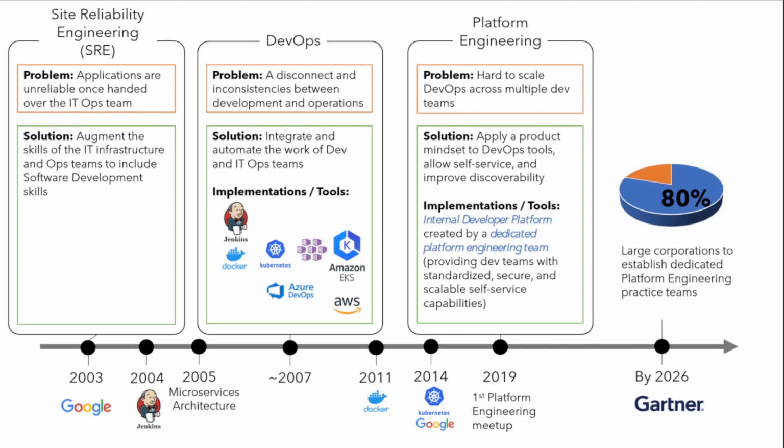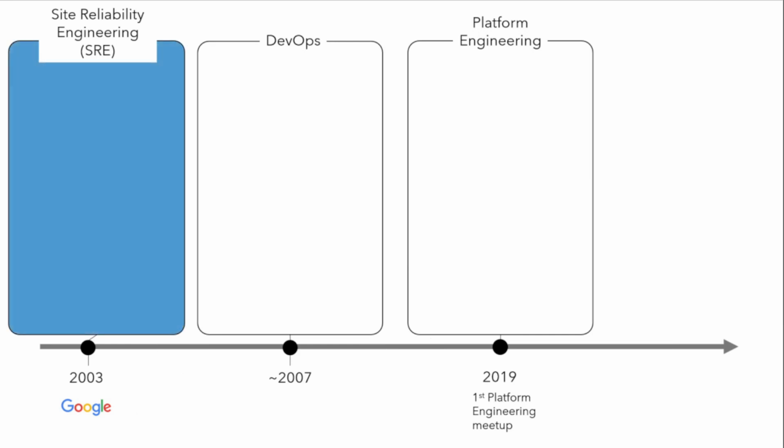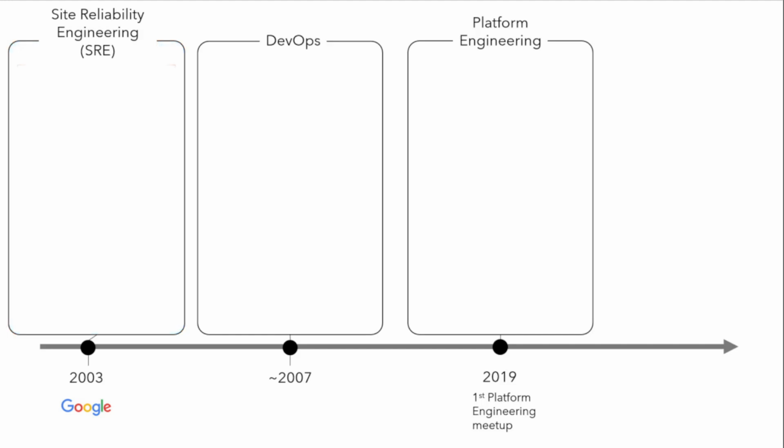In order to explain what's platform engineering, I'm going to use this graphic that captures a few key events throughout history since 2003 that explain the evolution of software development practices and tools. Starting with site reliability engineering, this field emerged to address a problem, or a perceived problem, in its time, which was that applications become unreliable once handed over to IT infrastructure and operations teams.